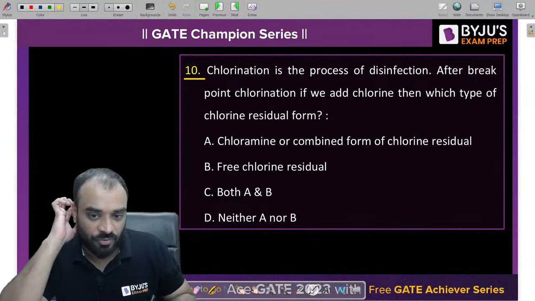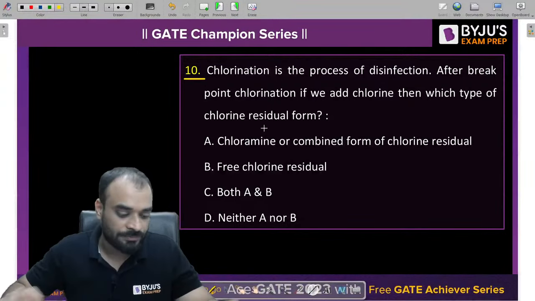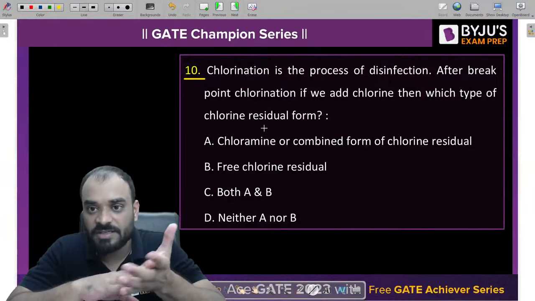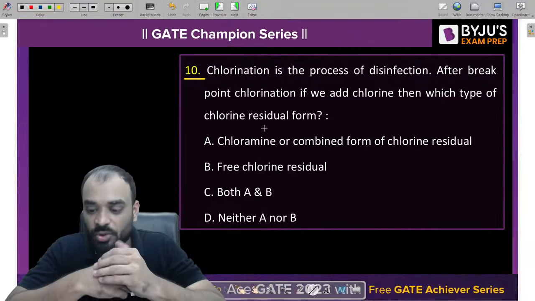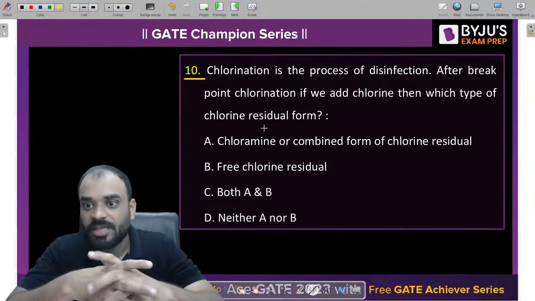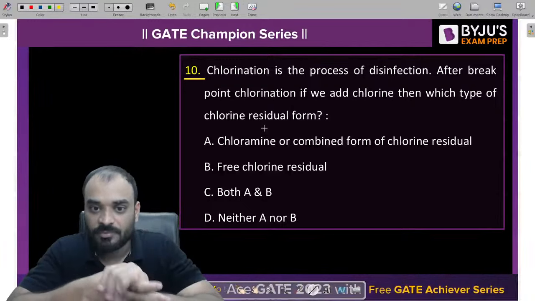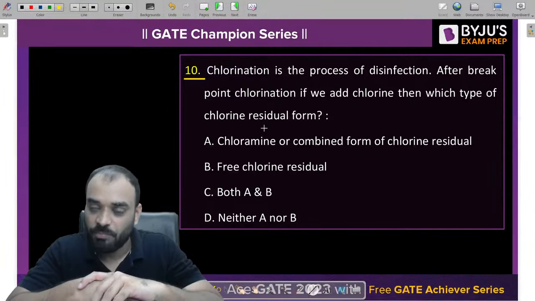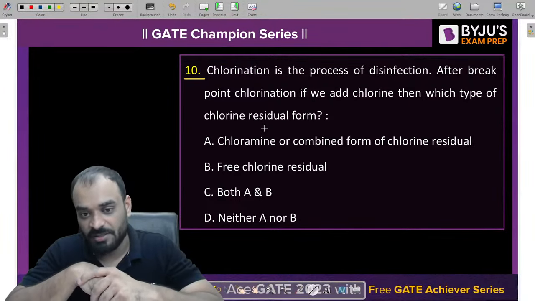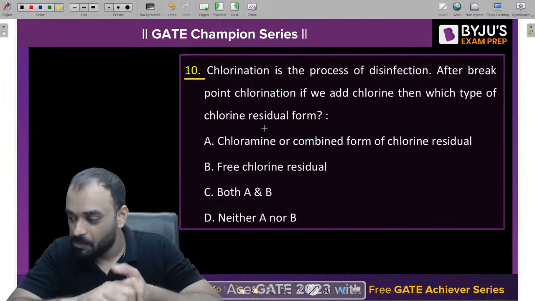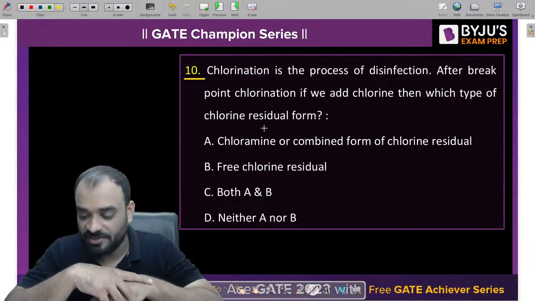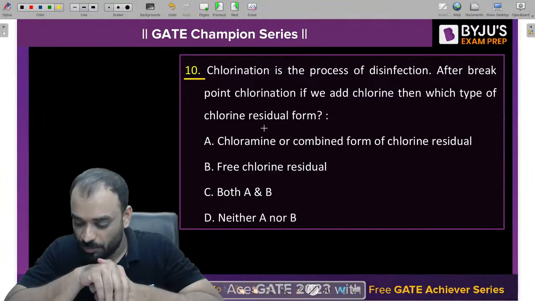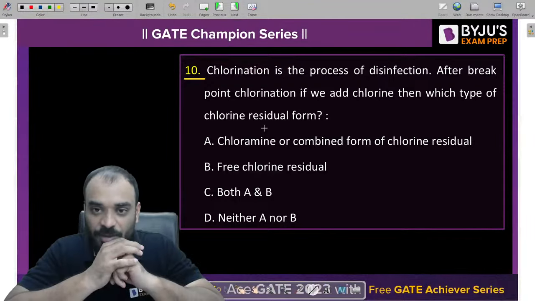Next question in front of you. Tell me the answer guys for this problem also. Chlorination is a process of disinfection. After breakpoint chlorination, if we add chlorine, then which type of chlorine residual forms? A, it is combined chlorine; B, it is free chlorine residual; C, both A and B; D, neither A nor B. Tell me guys. C, both A and B, okay.